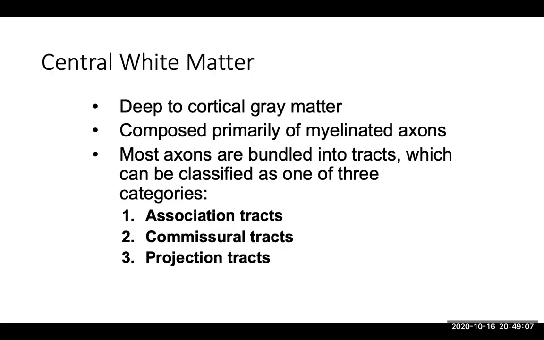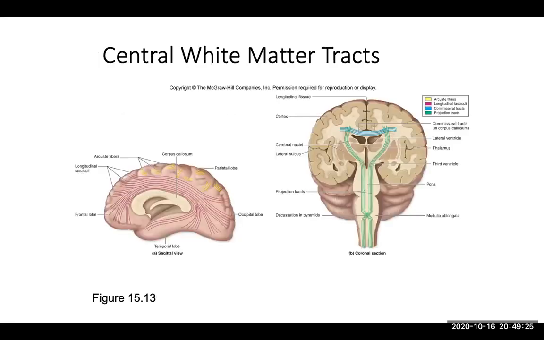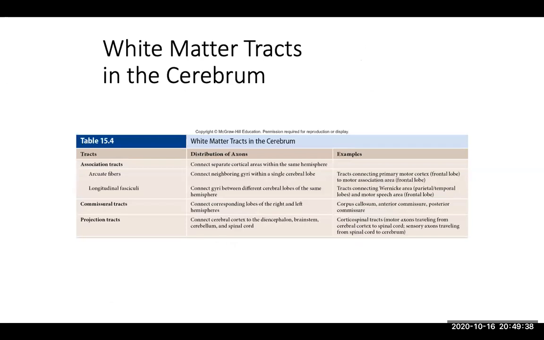So the central white matter will be deep to the cortical gray matter in the cerebrum. And again, it's white because it's composed primarily of myelinated axons. They'll be bundled into tracts, which can be classified as association tracts, commissural tracts, or projection tracts. This is where the central white matter is located and the different tracts. Again, tracts are groups of axons traveling in the same direction for the same types of neurons. So this takes you through the tracts, the distribution of axons, and examples of these tracts in the white matter.